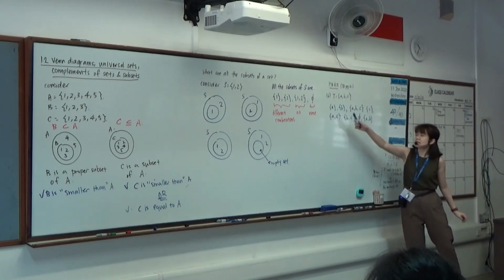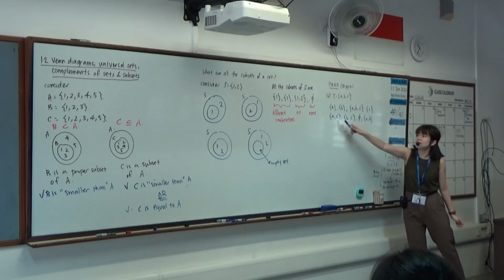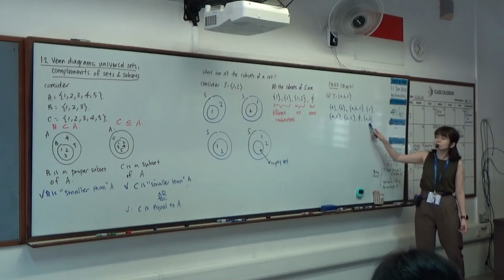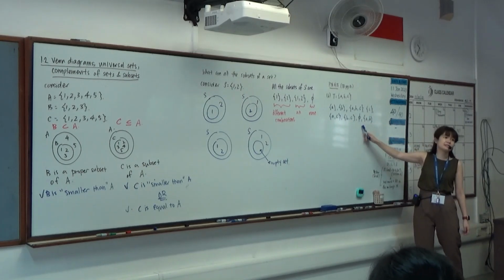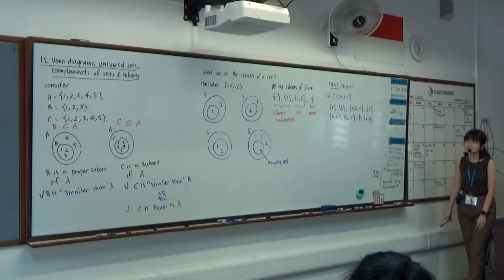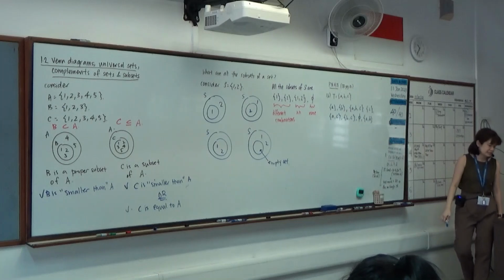So we have the single ones. We have the S. We have everything and we have the empty set. So these are all the possible subsets for the set T in this case.